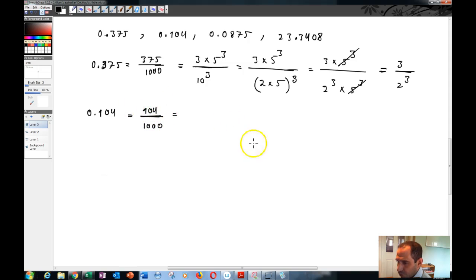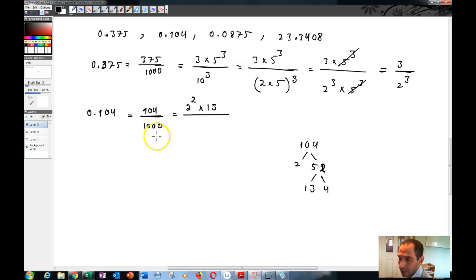divide probably by 2. Okay, so 104 divided by 2 is equal to 52, and 52 is divisible by 13. So 40 and 12, 52. Okay, so that's 4 times 13. Actually, 4 is the same thing as 2 raised to the power 2. So 2 raised to the power 2 times 13.